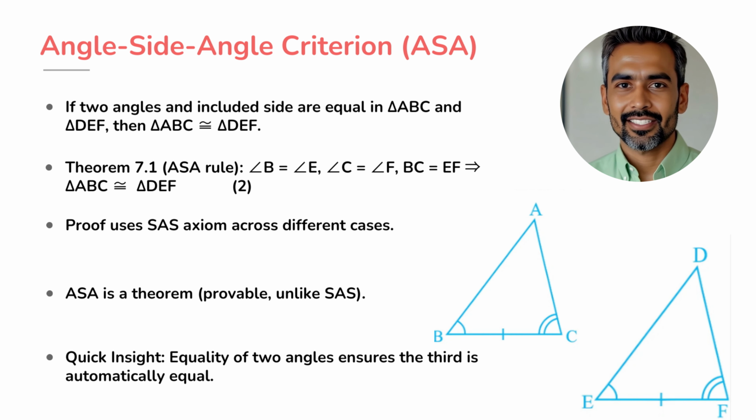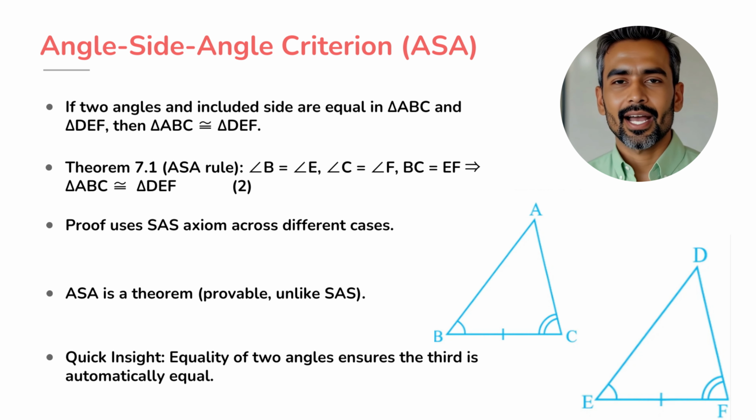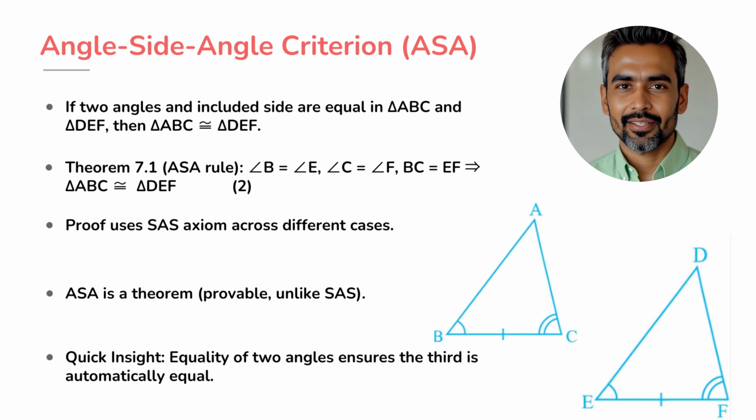For example, consider triangle ABC and triangle DEF. If angle B is equal to angle E, angle C is equal to angle F, and side BC is equal to side EF, then triangle ABC is congruent to triangle DEF. This is summarized in Theorem 7.1. Notice, the proof of ASA actually comes from the side angle side rule applied across different cases. That's why ASA is a theorem, while SAS is taken as an axiom.